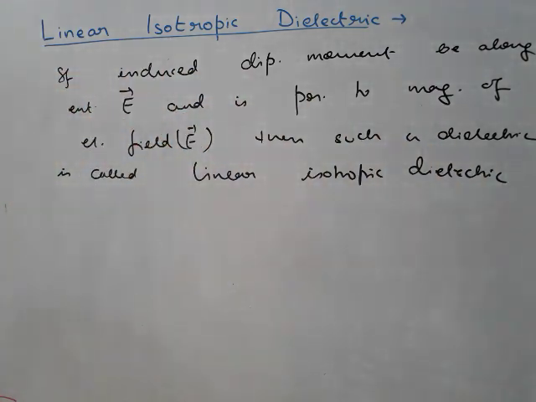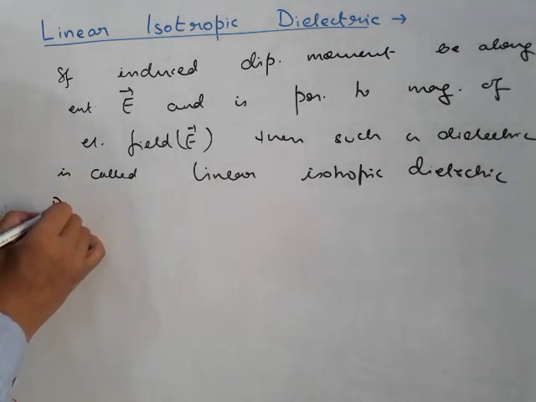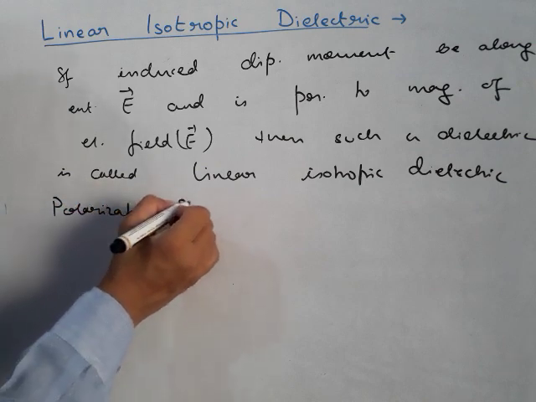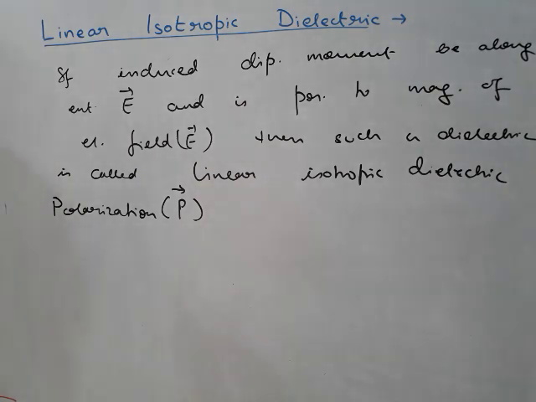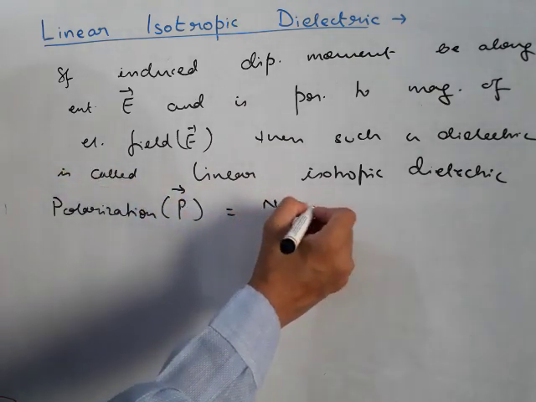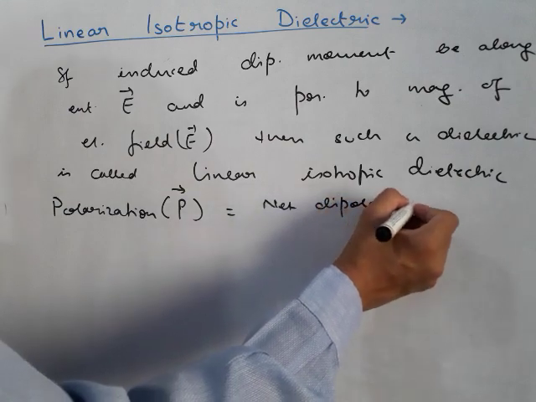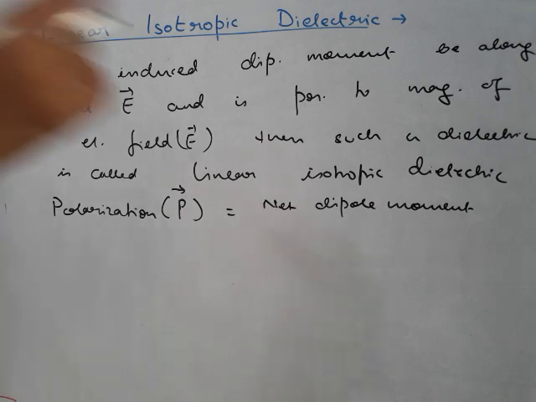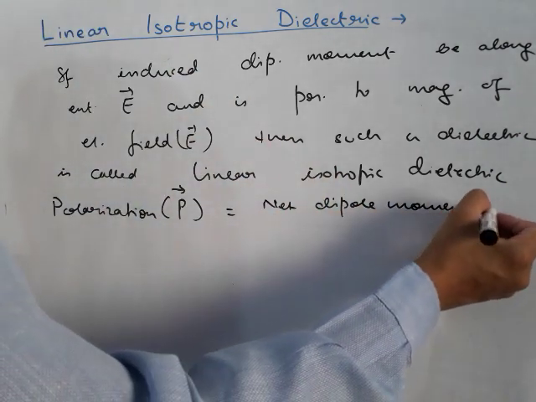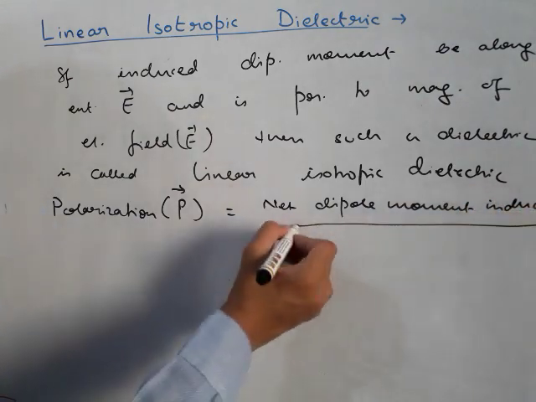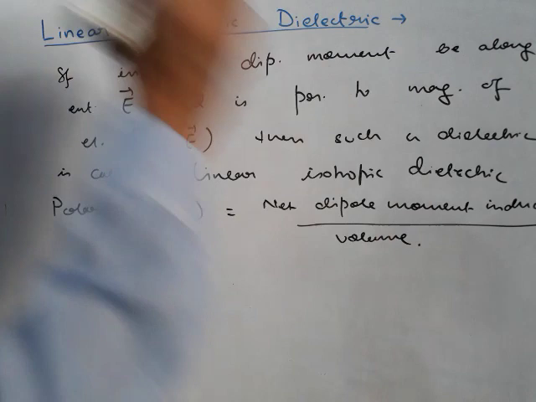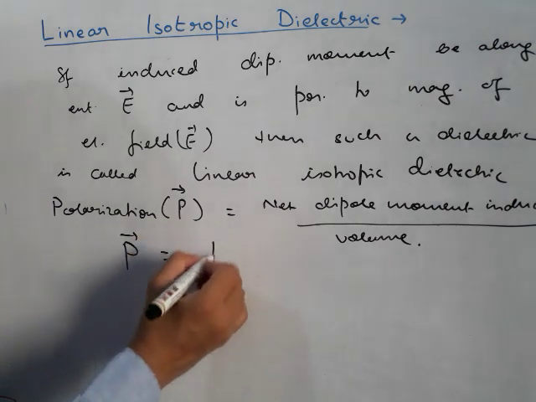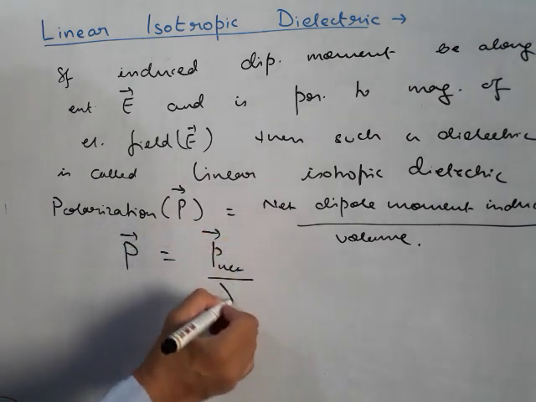Now there is a term called as polarization. So polarization we denote as capital P. These are some terms which you must remember. It is a vector quantity, of course, and it is defined as net dipole moment induced whenever a dielectric is placed in external electric field. We know dipole moment is induced. So the value of net dipole moment induced per unit volume is called as polarization. So polarization we can write as P net, that is net dipole moment divided by volume of the dielectric medium.